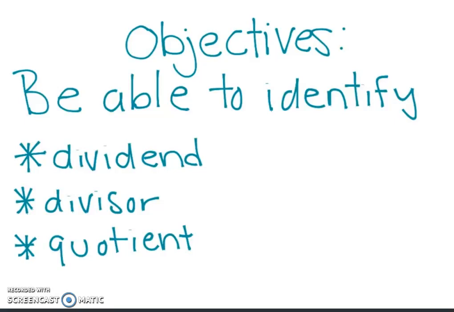Hello everyone! Today we will be reviewing the parts of a division problem. So the objective today is to be able to identify the dividend, divisor, and the quotient in a given division problem. So let's get started on our first example here.